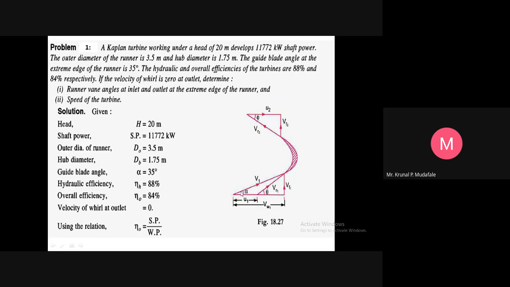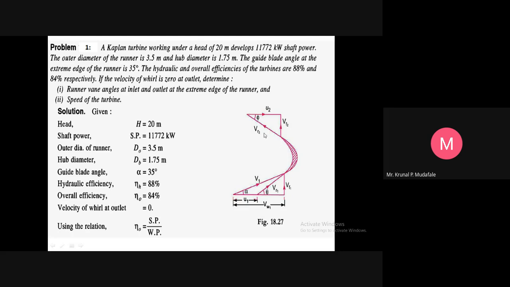So V1 is the absolute velocity at the inlet. Then there is the relative velocity, due to the absolute velocity and the peripheral velocity, that is u1. So V1 minus u1 is nothing but the relative velocity.